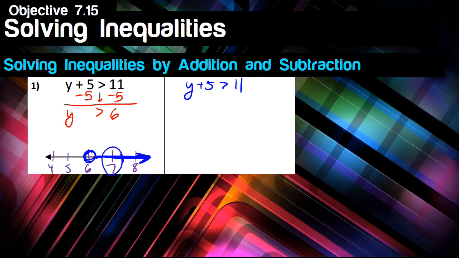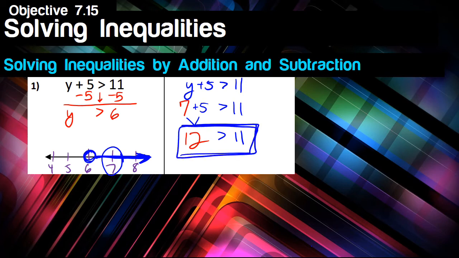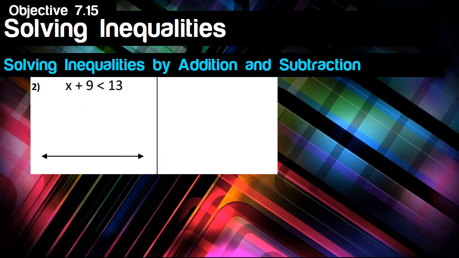So we're checking to see if we did this inequality correctly. So what we do is we go ahead and fill in 7 for y and rewrite our inequality. We do order of operations on the left-hand side. So we're left with 12. And then we bring down our greater than sign, 11. So is this inequality true? 12 is greater than 11. So if that inequality is true, we did our one-step inequality properly.